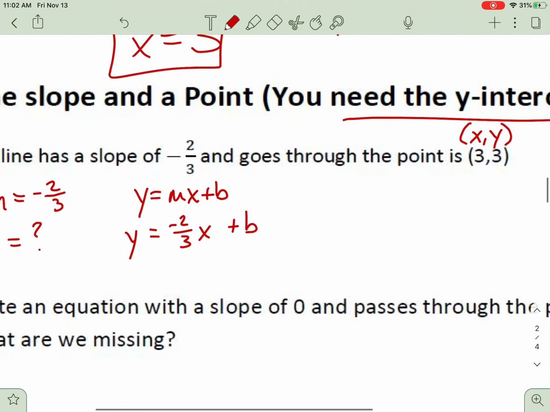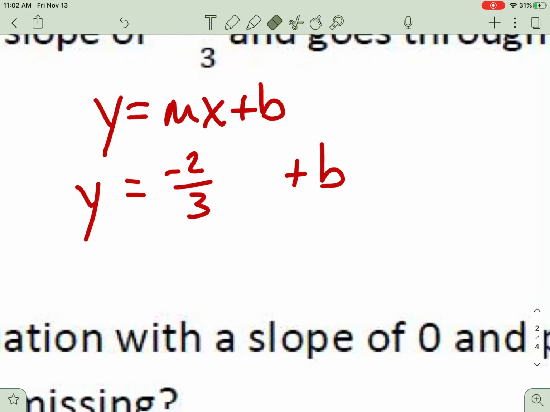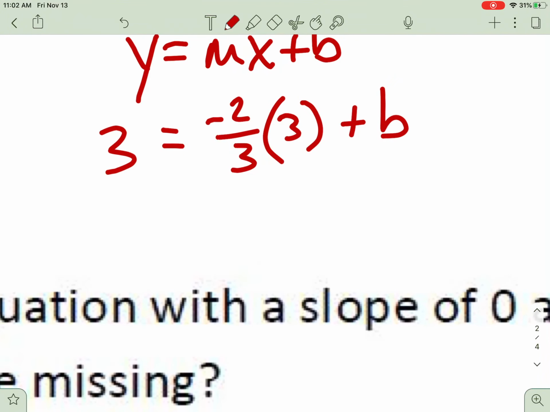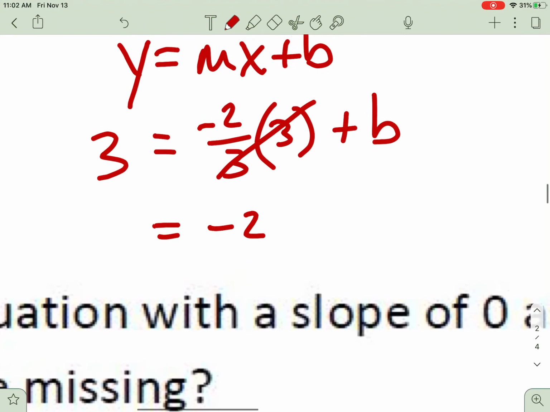So what we're going to do is take this point that they gave us and plug it in for the x and y, and then we'll solve for b. So I'm going to take out this x, and my x value was 3. I'm going to take out this y, and my y value in that ordered pair was 3. Now I'm just going to solve. So 3 times negative 2/3, the 3s cancel out, gives you a negative 2.